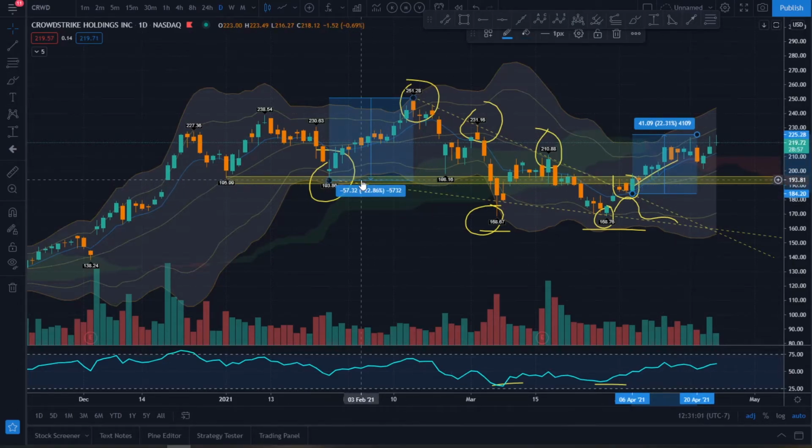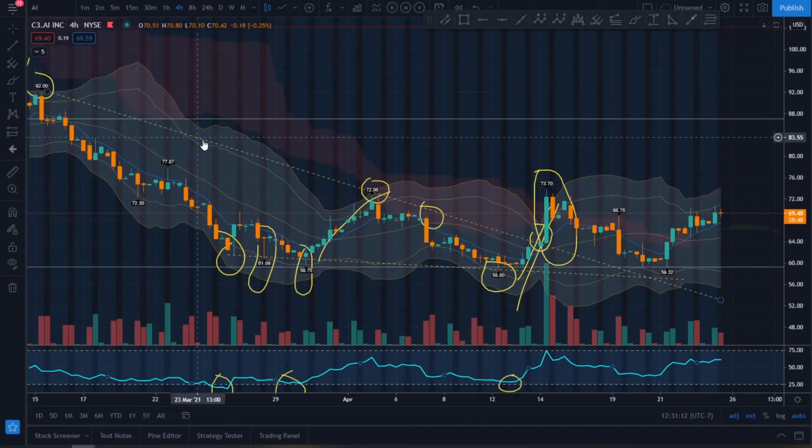So this was very, very close. As you see here, this moved up, it gave a couple of wicks, and on this day, it's continued to basically hit that target. On AI here, similar situation.